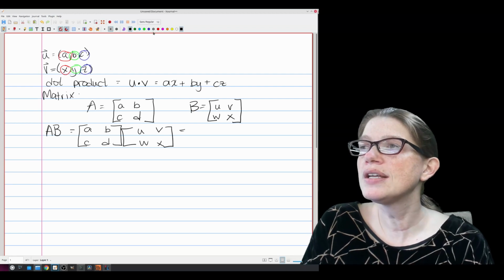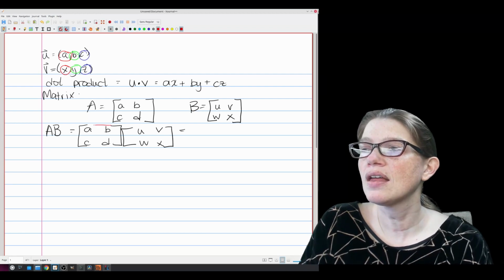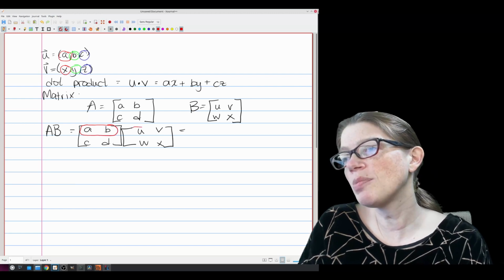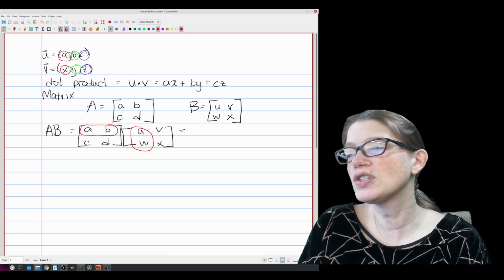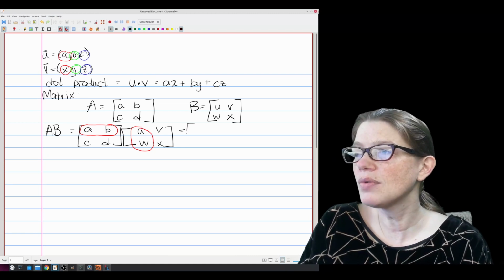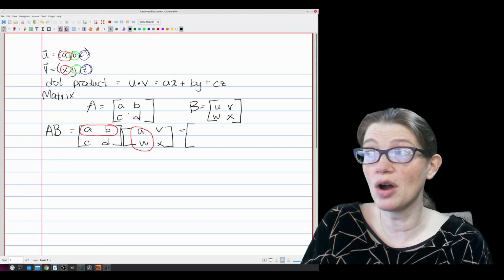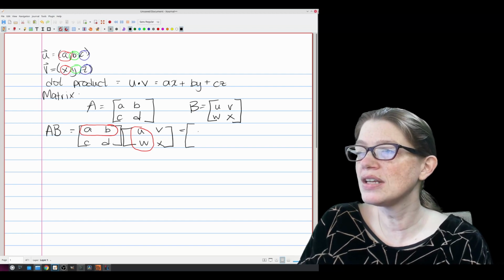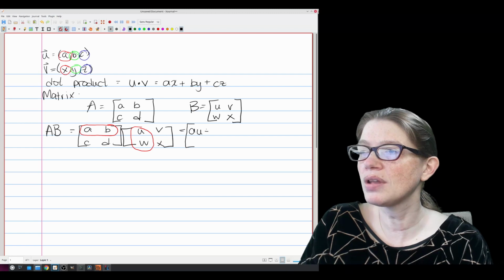What we're going to do is start by taking the first row and multiplying it by the first column. So what we're going to get is, well, we're actually doing the dot product of that row and this column. So we're going to get AU plus BW.